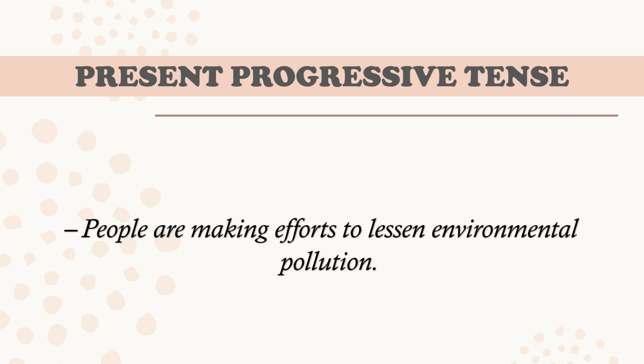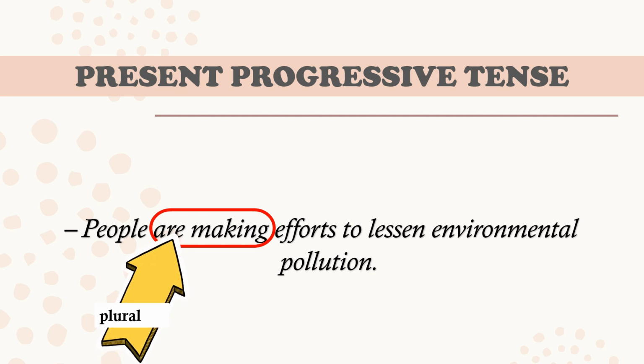Second, people are making efforts to lessen environmental pollution. Now, let's speak out the verb in the present progressive tense. Are making. We used are because we have here the plural subject, which is people, and so we need to put a plural be verb.